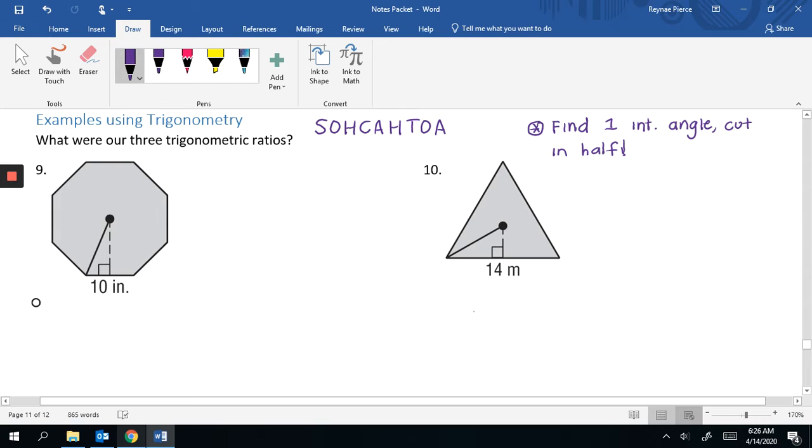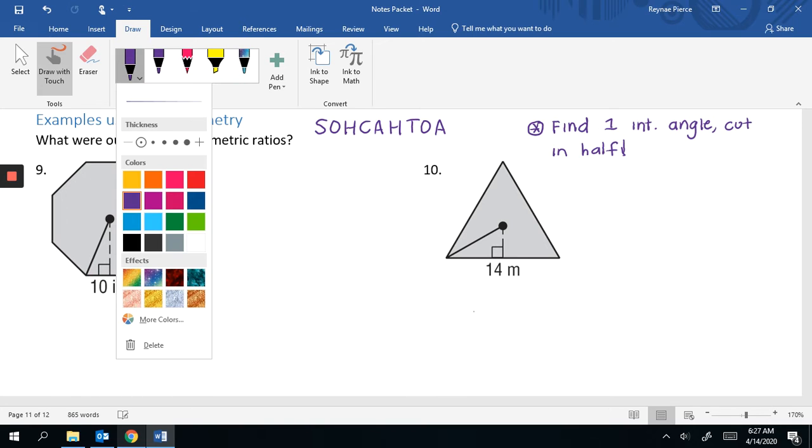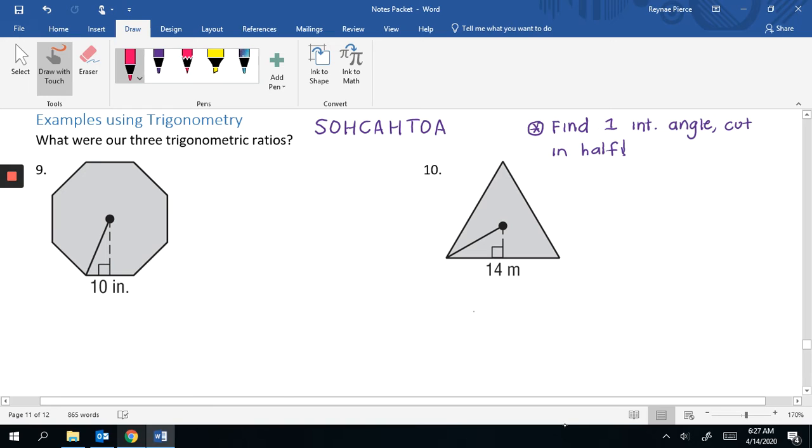So when I look at this octagon here, if I know that one of the side lengths is 10, that means I know that this part here is 5. That apothem cuts the sides in half. So all I know right now about this triangle is that the shortest side is 5. Right here, this side is 5.